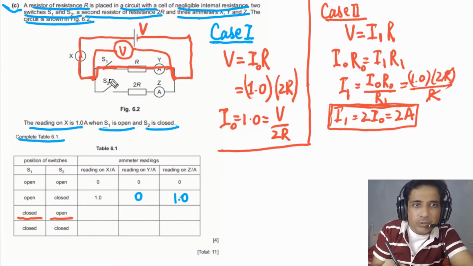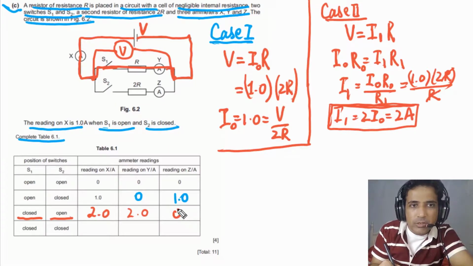So in this case, current passing through X has to be 2.0, and current passing through Y also has to be 2.0, double than the current passing through X before. And current passing through Z has to be 0 because there is no current passing through the Z ammeter. So this is how you can answer the second case.